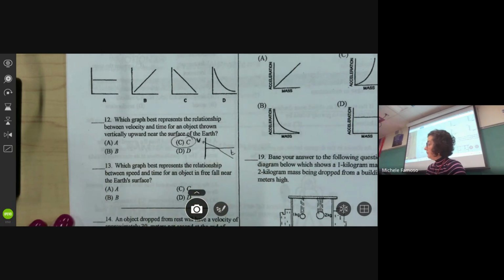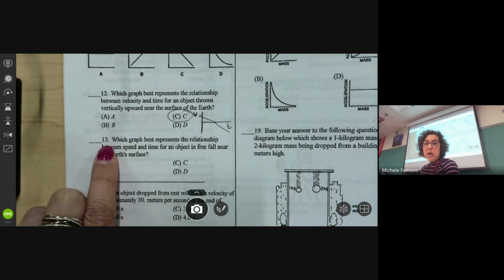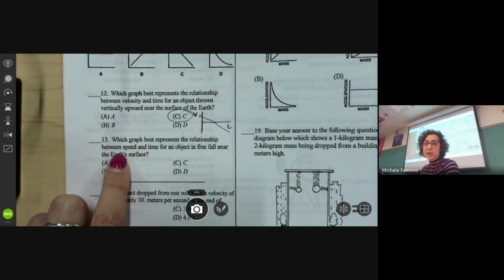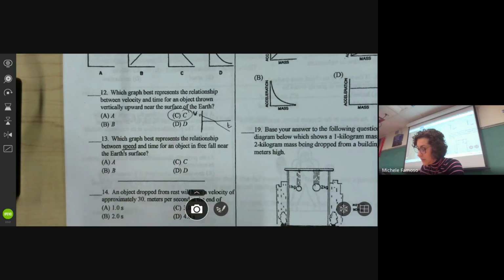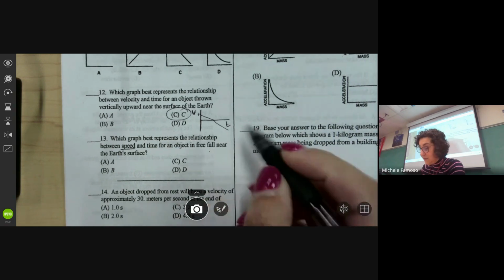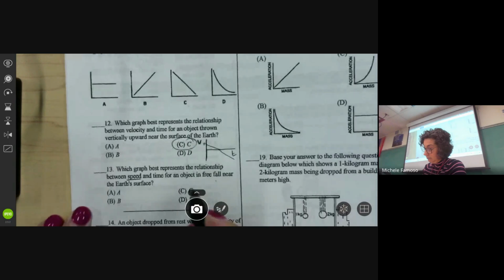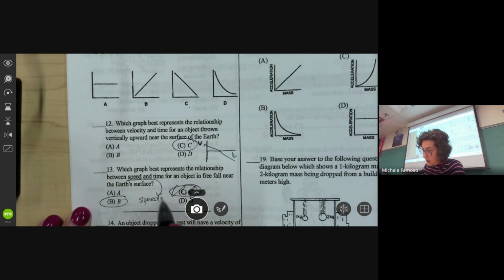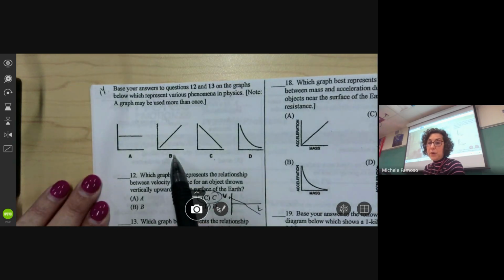C. Okay, number 13. Which graph best represents the relationship between the speed and the time if I have an object in free fall? So free fall, it's the same thing. You're just dropping. When you drop something, it speeds up uniformly. So I need a graph which shows the speed increasing at a uniform rate. That is B. Okay.